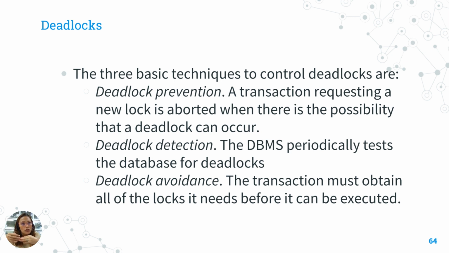When you say deadlock detection, the transaction is currently being executed. The transaction has been granted the lock. However, if the transaction manager can detect that there is a possibility for deadlock along the execution of the transaction, then the transaction will be aborted. For deadlock avoidance, the transaction must obtain all the locks that it needs for its data items to be accessed before it can be executed.